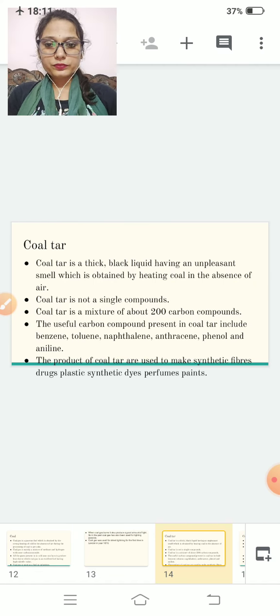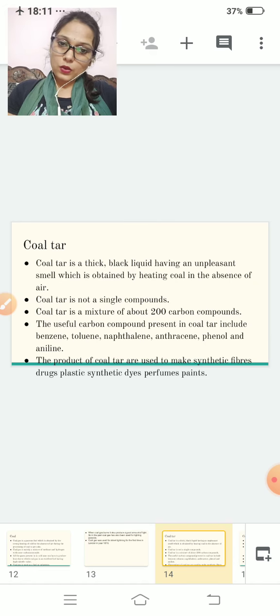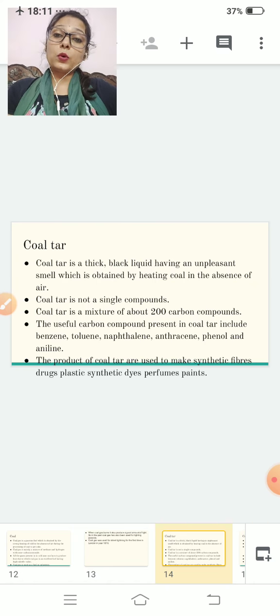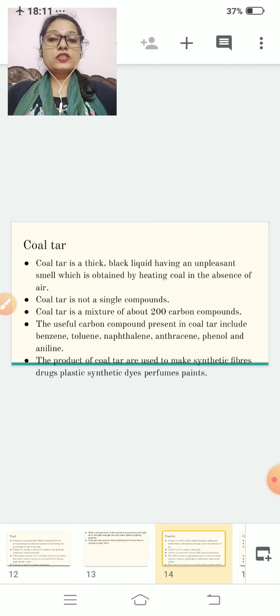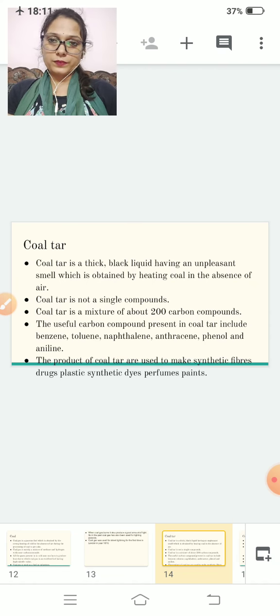So basically, coal tar is a black thick liquid having an unpleasant smell, obtained by heating coal in the absence of air. It is a mixture of carbon compounds; anthracene, toluene and naphthalene are all present in it. The products of coal tar are used to make synthetic fiber, drugs, plastic, etc. Clear?